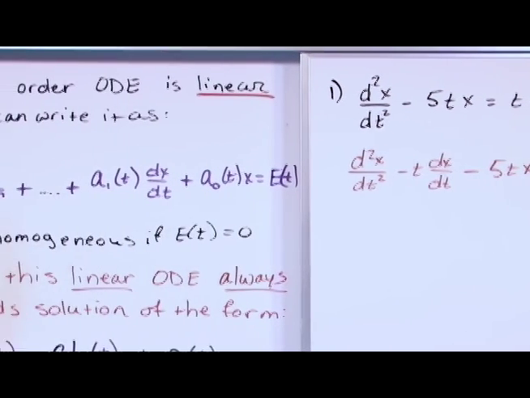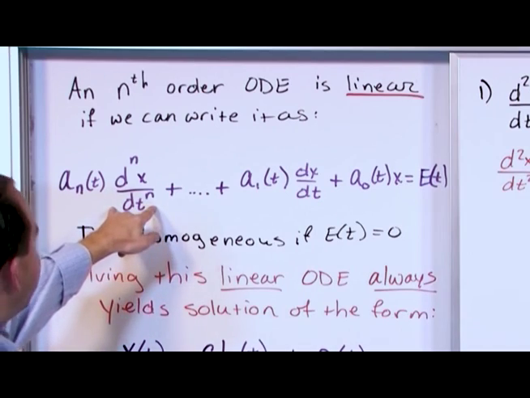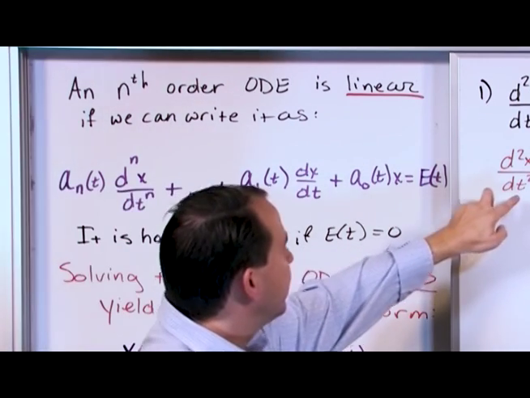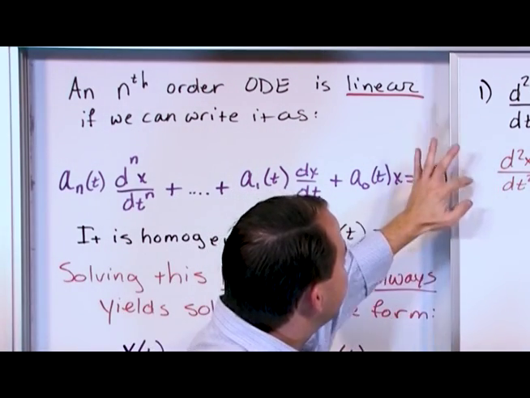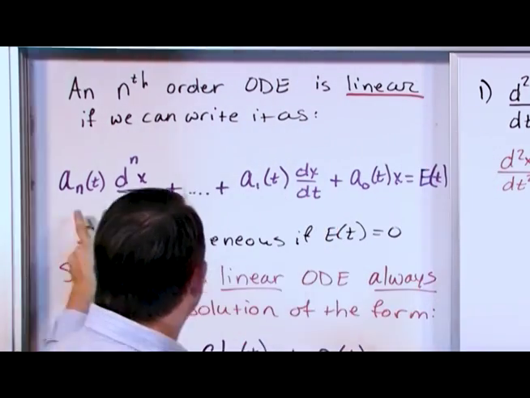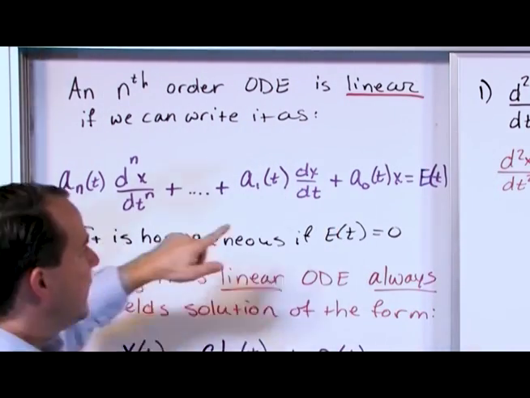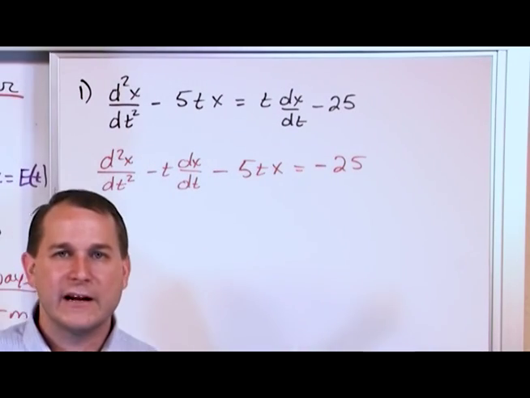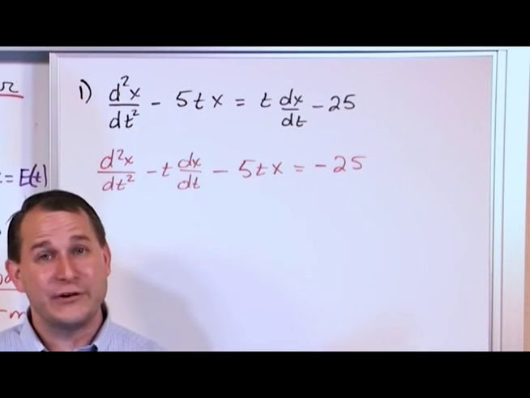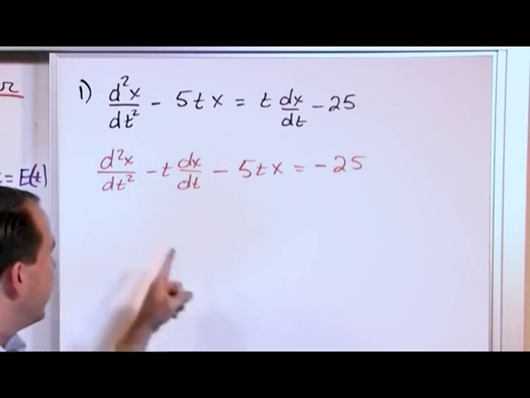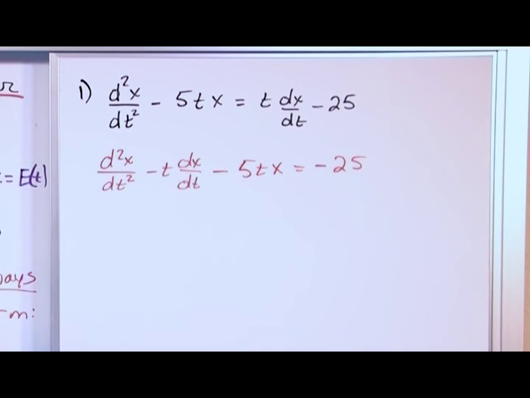Well, let's look at our definition. We have nth derivative here, we have a second derivative here. The function of time in front of this guy, which is this a n of t, is just simply 1. Don't forget that a constant really is a function of time. It's just constant. So you get a 1 here. So this part so far makes sense.